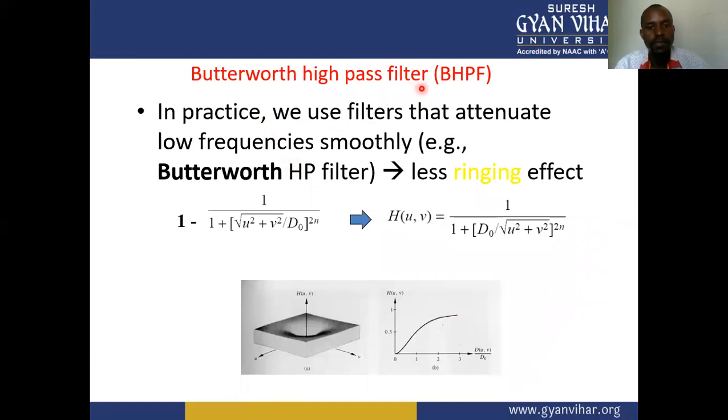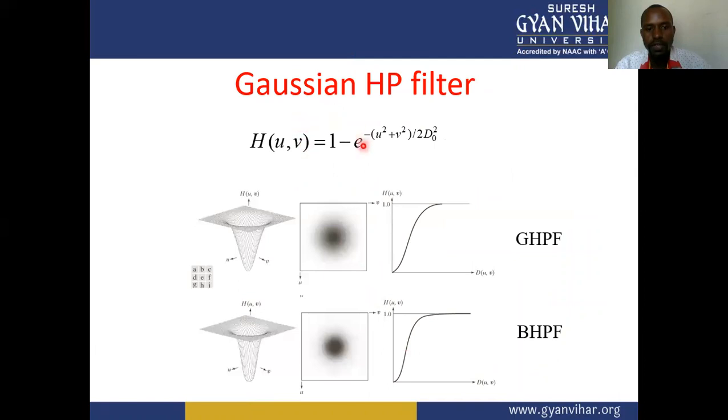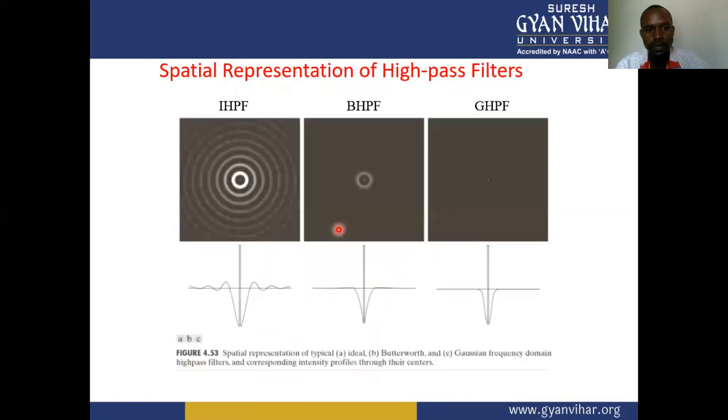In Butterworth high-pass filters, we use filters that attenuate low frequencies, which have less ringing effect. This is the formula we apply for the Butterworth, and this is the representation. Then we have the Gaussian, and this is the graphical representation of the Gaussian in frequency. We are comparing the Butterworth and the Gaussian. You can see the Butterworth has less ringing effect while the Gaussian has a lot of ringing effect.